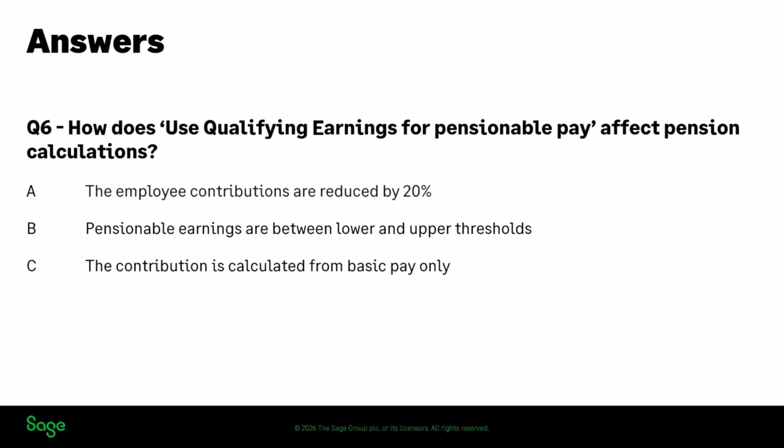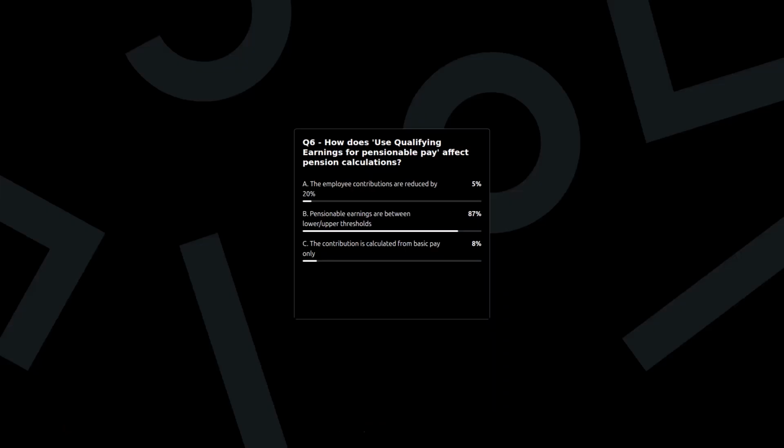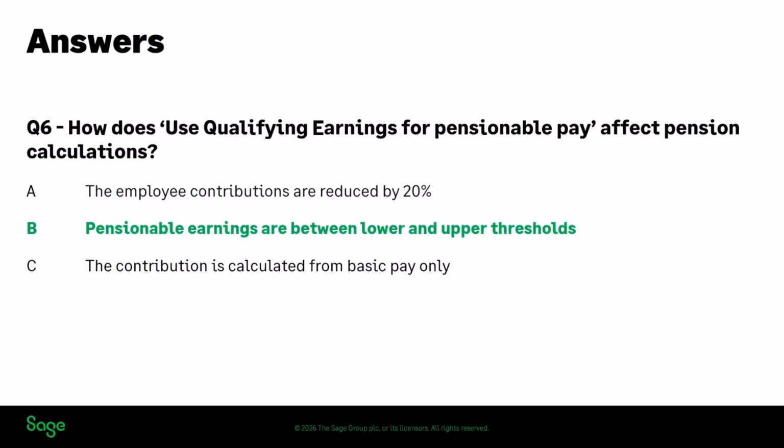Question 6, how does use of qualifying earnings for pensionable pay affect a pension calculation? So a few different answers for this one, but 87% of you are saying that the pensionable earnings will be between lower and upper thresholds. So let's just check on the correct answer to that one. And it was B. Pensionable earnings are between lower and upper thresholds.